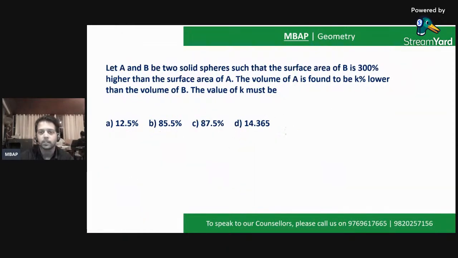The surface area is 1 is to 4. So the one dimensional unit will be 1 is to 2, and the three dimensional volume would be 1 is to 8. And the question is, 1 is how much less than 8? It's 7 upon 8. 7 upon 8 is 87.5 percentage. Just three steps and the answer could have been out.